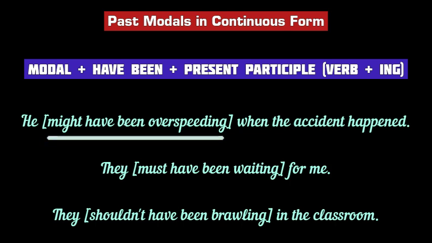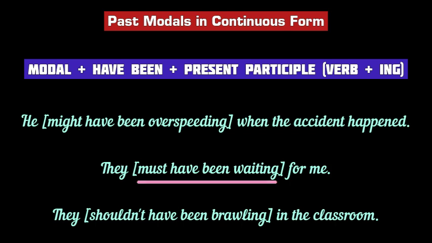He might have been overspeeding when the accident happened. They must have been waiting for me. They should not have been brawling in the classroom. The first sentence means he was probably overspeeding when the accident happened. Second sentence means they were definitely or certainly waiting for me. And the third sentence means it was not good for them to be brawling or fighting in the classroom.